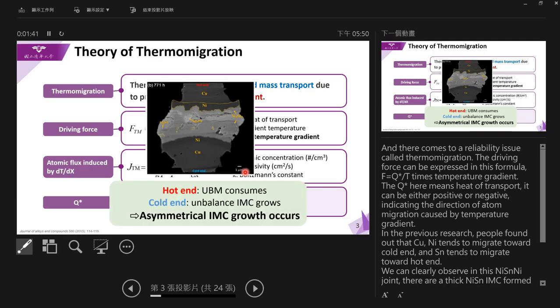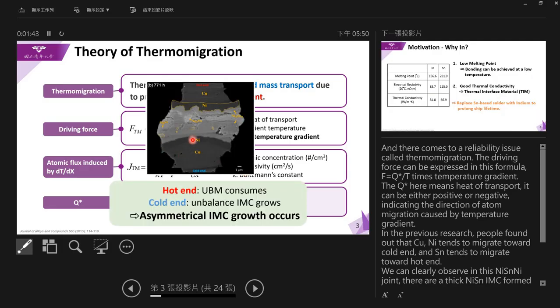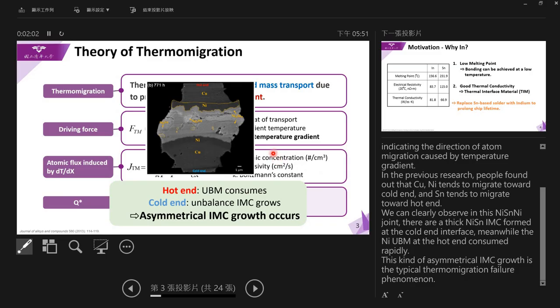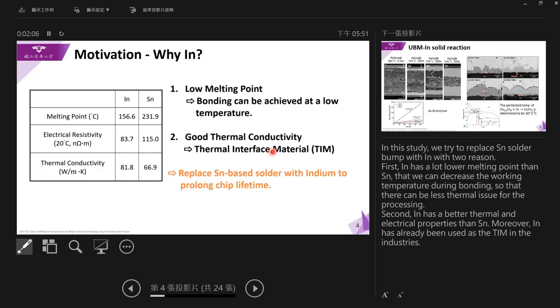We can clearly see this in this nickel-tin-nickel solder joint. At the cold end, a thick nickel-tin IMC formed at the interface, and there was heavy UBM consumption at the hot end. This kind of asymmetrical IMC growth is a typical thermomigration failure phenomenon.